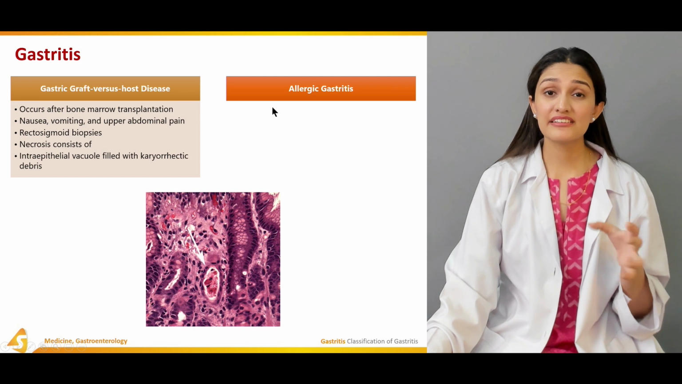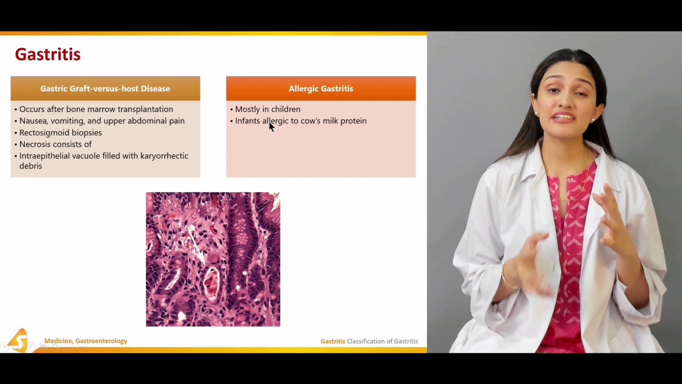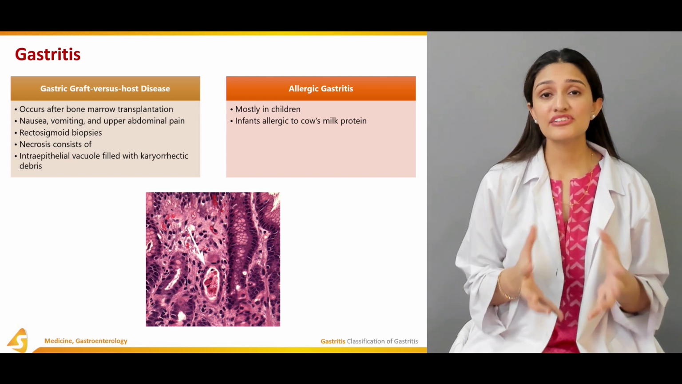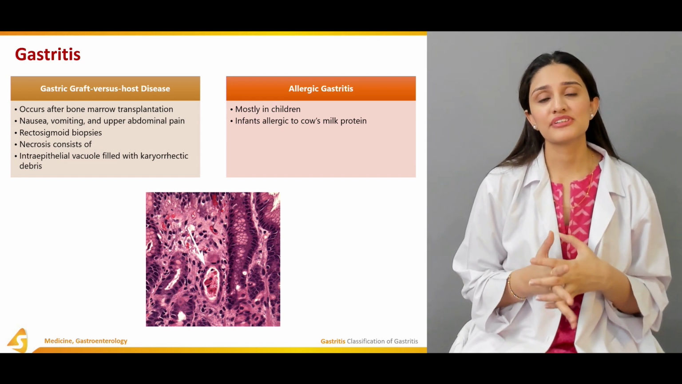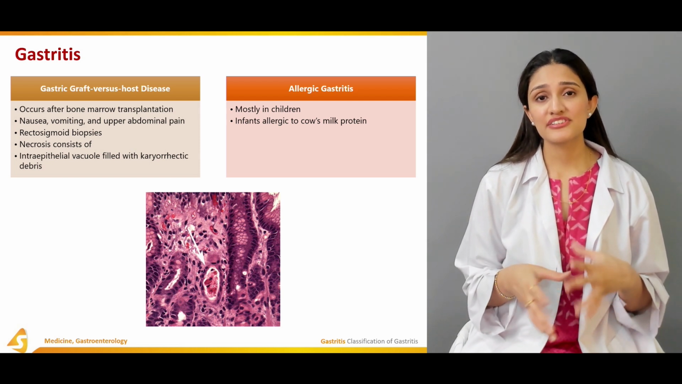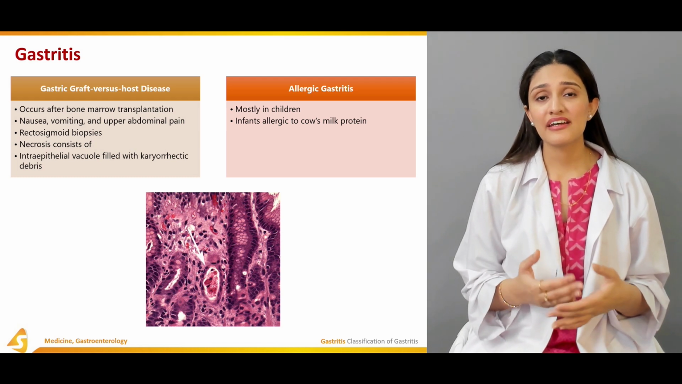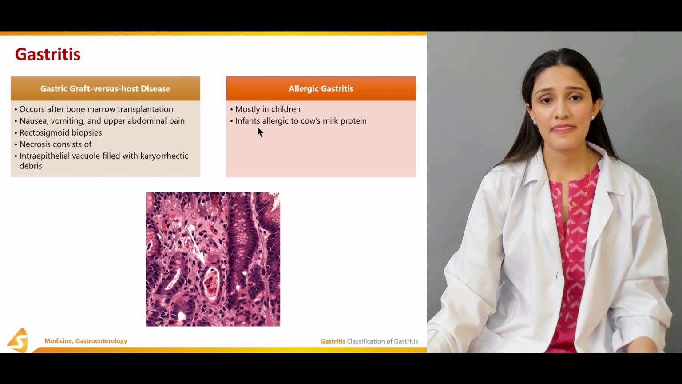And lastly, the allergic type of gastritis usually occurs in children and infants who are allergic to cow's milk protein. So these infants and young patients present with gastritis, pain, and excessive crying.